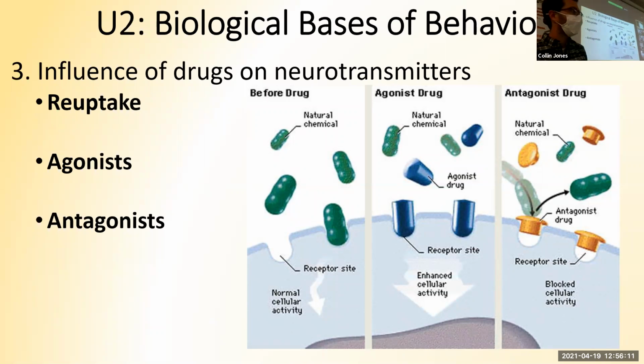Questions about how drugs impact neurotransmitters? Great, so depression. Serotonin is too low. I might give you an agonist for serotonin. So you don't just have the little serotonin molecules floating in the synapse, but you also have this drug that can do the same thing that serotonin is supposed to do. Great point. Does that make sense? Any other questions?